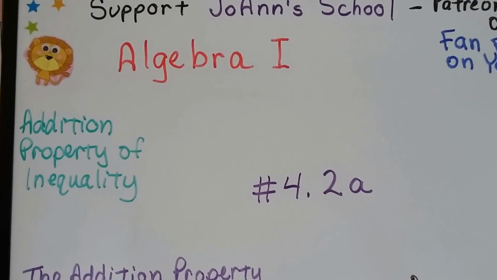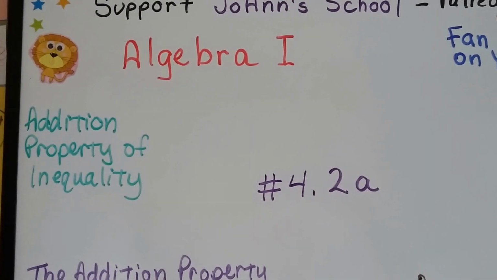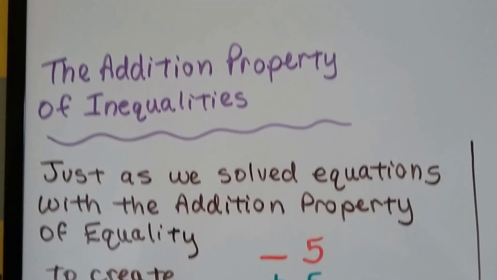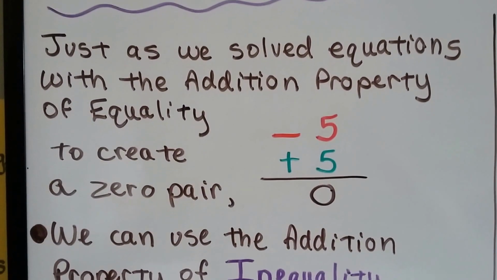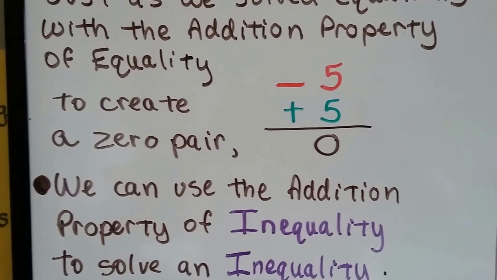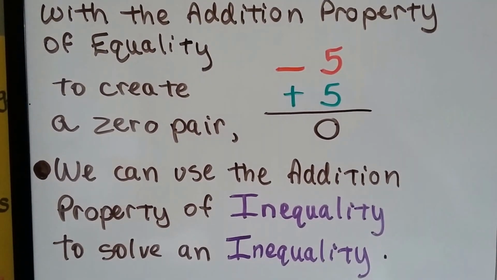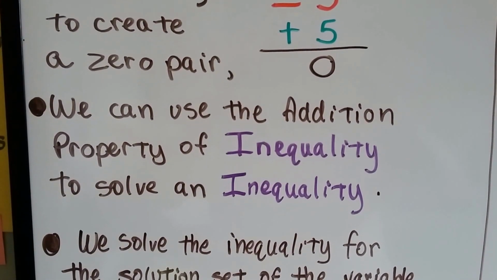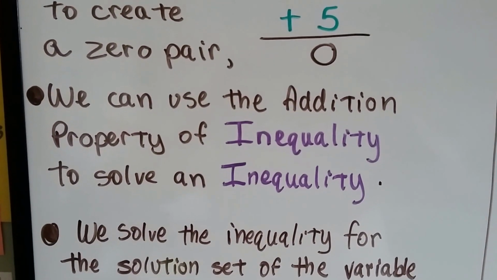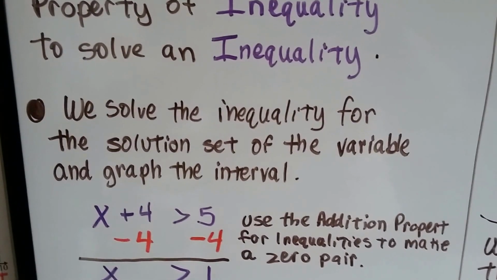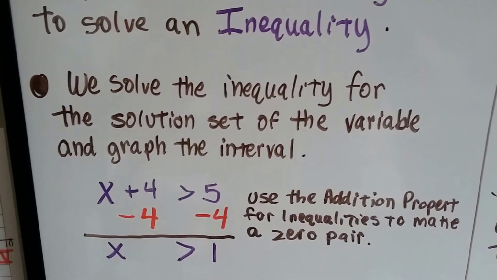Algebra 1, number 4.2a, we're going to talk about the addition property of inequality. Just as we solved equations using the addition property of equality to create a zero pair, we have -5, we add 5, it makes 0, and then we can eliminate it from an equation. We can use the addition property of inequality to solve an inequality. We solve the inequality for the solution set of the variable and graph the interval.